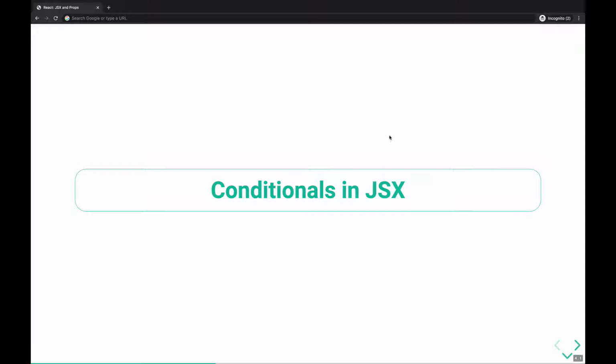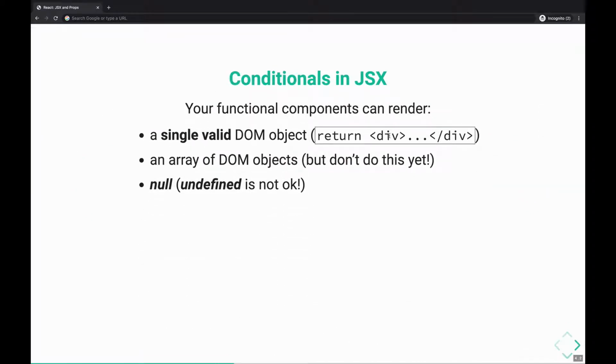So we'll see a couple different ways of writing conditionals within a JSX template or within a component. First, let's talk about what a valid component can return. The things that a component can render that React considers valid are a single DOM element, like we've already talked about, one JSX element. It can contain other stuff, it can have children, but only one topmost element, like a div, a h1, a button, whatever it is. An array of DOM elements or objects, which is something we haven't talked about, but we will shortly, or null. Undefined is not okay.